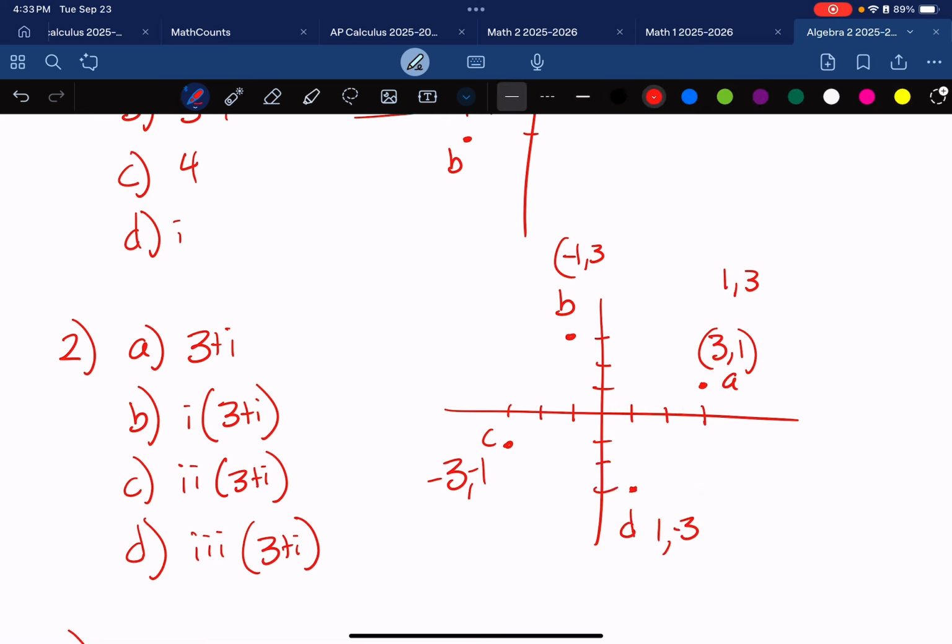And I get point D. If you want to check your work, you can connect a line from these points to the origin, and each of these should be a 90-degree rotation. For example, this is a 90-degree angle, 90-degree angle, 90-degree angle, and 90-degree angle, so that's me checking my work. I have therefore multiplied by i.